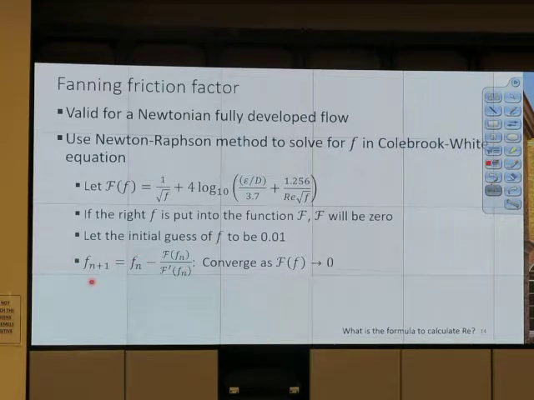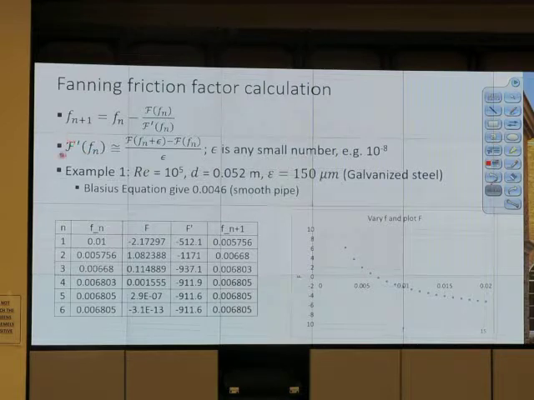Of course, you don't want to take the derivative of that equation because it's prone to error. So we can approximate the derivative of the function by using a finite difference. So the derivative is the function value at f n plus epsilon minus the function value at f n, and everything divided by epsilon. This will give you a fair approximation of the derivative. So with this, we substitute in the function value at that point, then we get the next value.